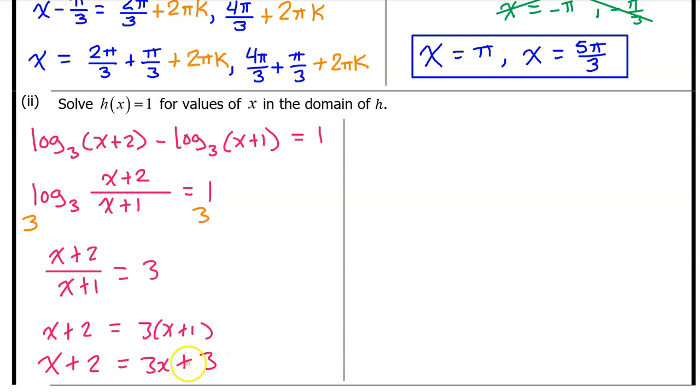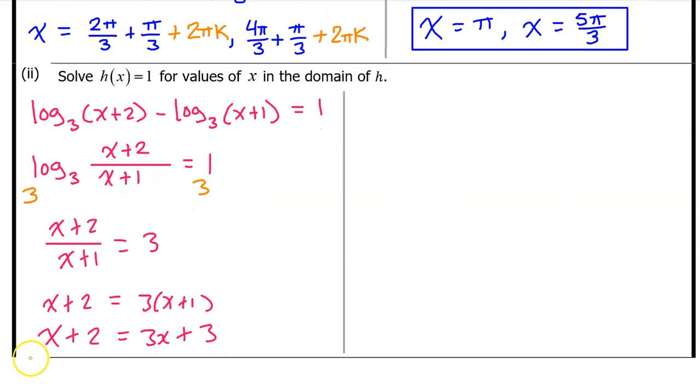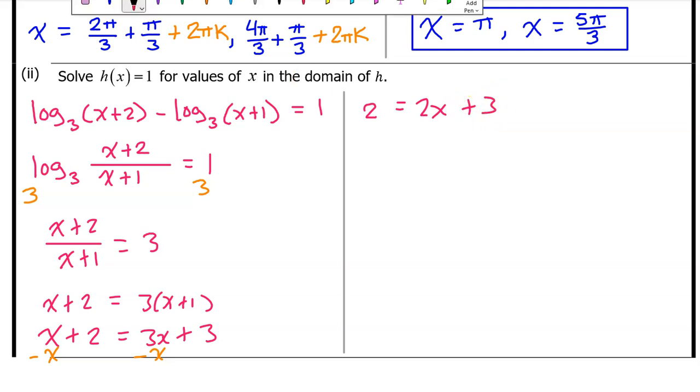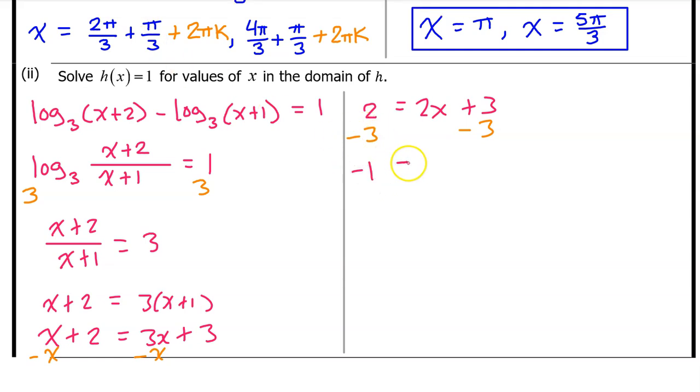Now it's down to basic algebra. Let's subtract x from both sides of the equation. That's going to leave us with 2 is equal to 2x plus 3. Now let's subtract 3 from both sides. Now we have negative 1 is equal to 2x. Dividing both sides by 2 gives us x is equal to negative 1/2.